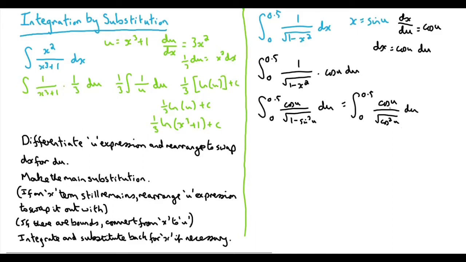Now we may be noticing that something is starting to happen, but we'll follow it through anyway just to make sure. So between your 0.5 and your 0, the square root of cos squared is just going to be cos. So you have cos u over cos u du, but cos cancels with cos, meaning this is just the integration of 1 du. Now, in this case, we still need to change the bounds because we are still in terms of u, even though it just looks like a 1.